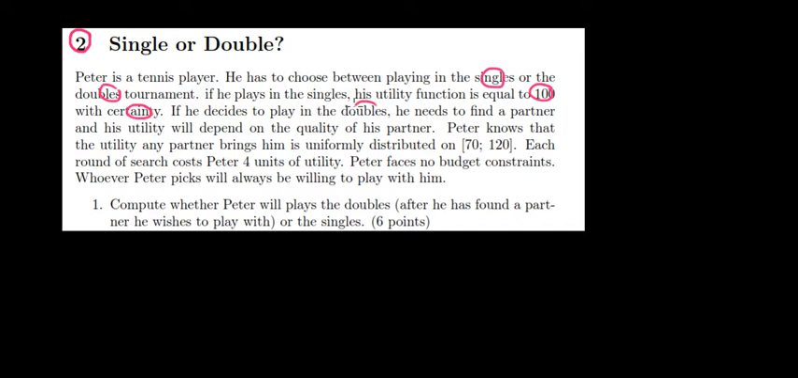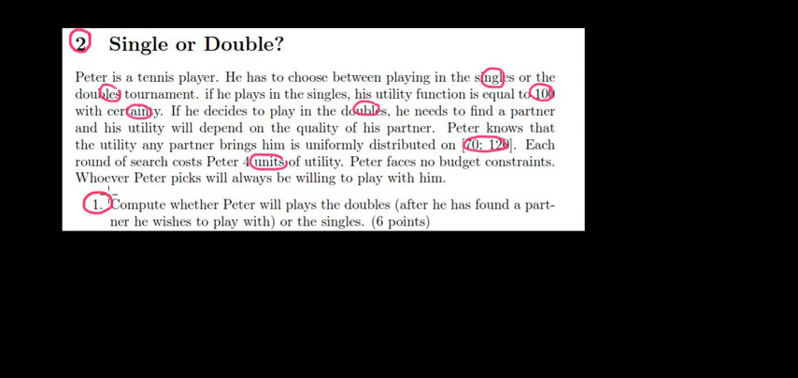If we play in doubles, then our utility depends on the partner that we're going to play with. Our partner has a skill, and that skill, that quality of the partner, gives us a utility distributed from 70 to 120. Now each round of search costs us 4 units of utility. We have no budget constraints.